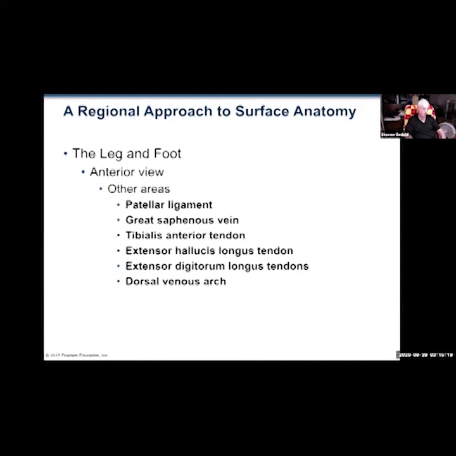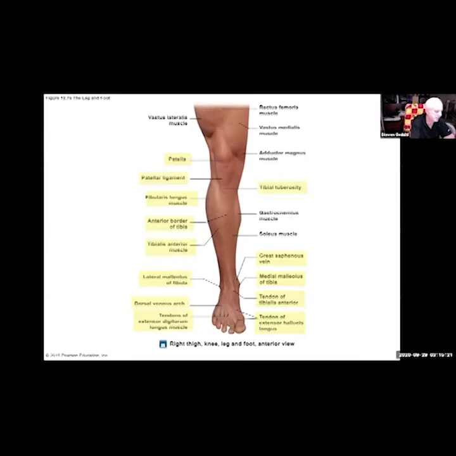We haven't gone over a lot of them. We'll cover all that. You can see the patella and the patellar ligament. You can see the fibularis longus muscle, the anterior border of the tibia, the tibialis anterior muscle, the lateral malleolus of the fibula, the dorsal arch. This is your dorsal venous arch where the blood gets returned, and the tendons of the extensor digitorum longus muscle. Then you have your tibial tuberosity.